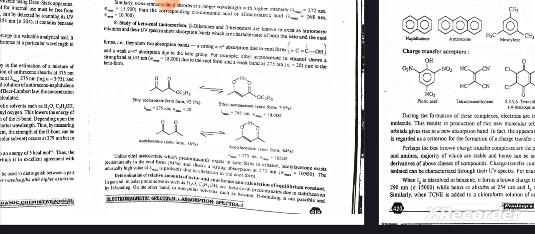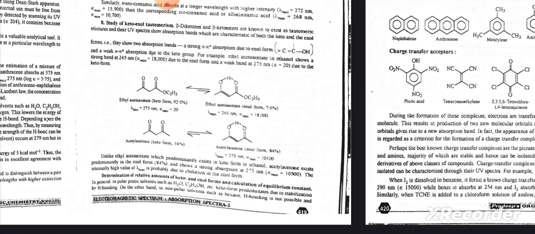Beta diketones and beta ketoesters are known to exist as tautomeric mixtures, and their UV spectra show absorption bands which are characteristic of both the keto and the enol forms. That is, they show two absorption bands, a strong pi to pi star absorption due to the enol form, and a weak n to pi star absorption due to the keto group. For example, ethyl acetoacetate in ethanol shows a strong band at 245 nanometer due to the enol form, and a weak band at 275 nanometer due to the keto form.